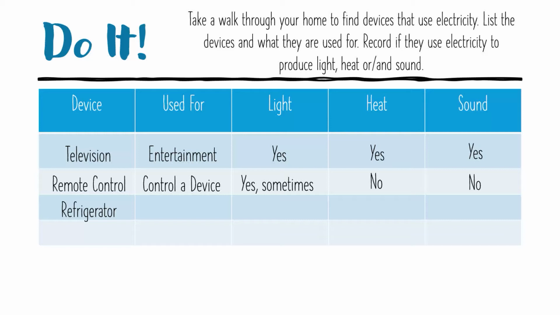Okay? My refrigerator is used to keep food cold. Does it produce light? We know our refrigerators produce light. They produce heat. And my refrigerator does produce some type of sound. When you leave the door open too long, it'll ding and let you know, hey, your door is open. The ice machine makes sound. So some refrigerators do produce sound.